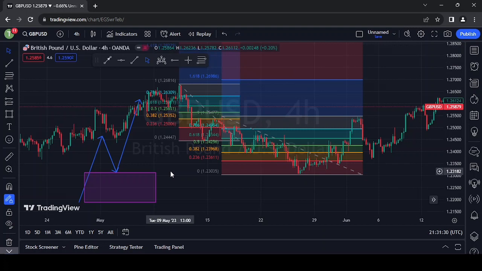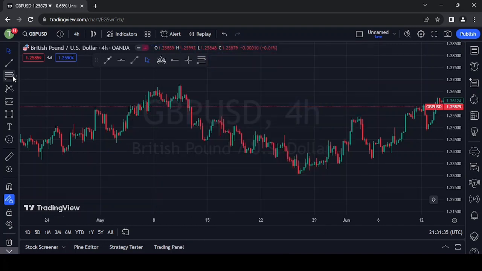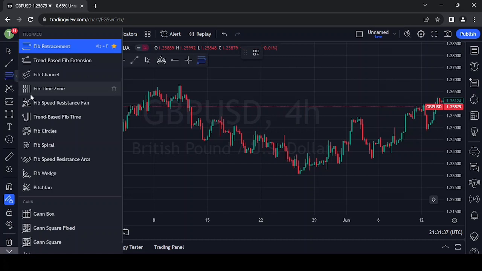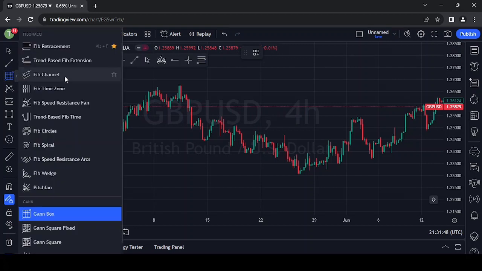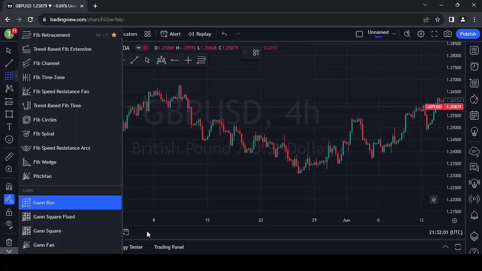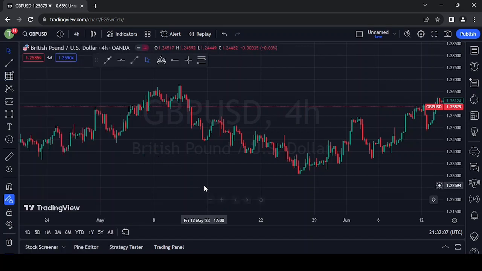Now for some traders, they have the extension tool, the Fibonacci extension tool. Do I have that here? Okay, I do. Some traders have the extension tool and they can use it. The extension tool will just give you something similar to what I just showed you.